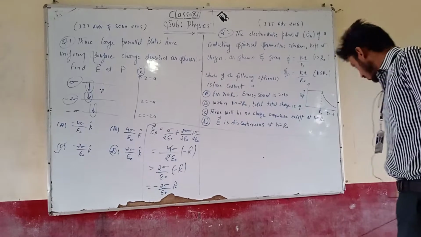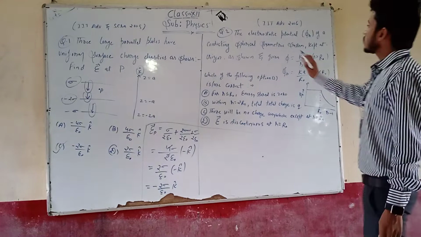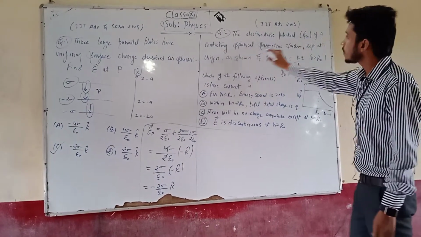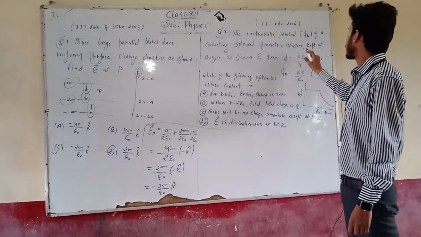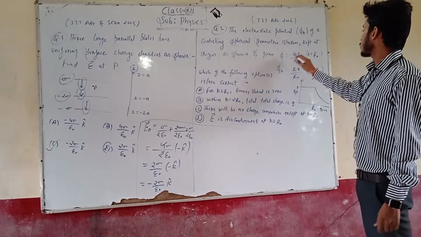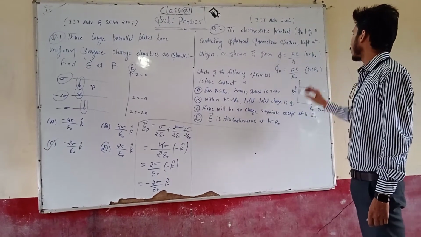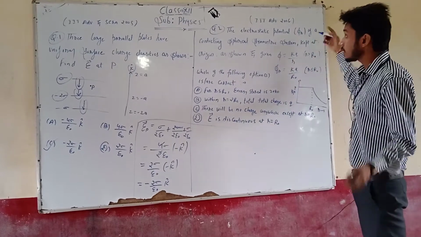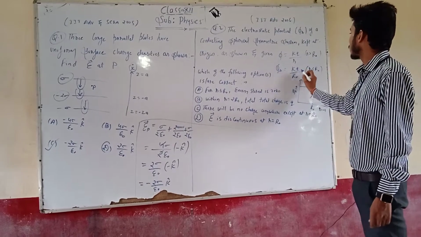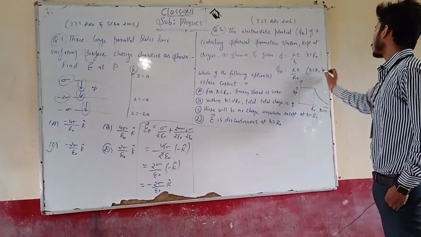Now coming to the next question. In this question we are given that the electrostatic potential phi of r of a conducting spherical symmetric system kept at origin as shown, and given that phi is equal to kq by small r, where r is greater than r naught, and r naught is actually the radius of this spherical symmetric system, and phi of r is kq upon capital R naught, where r is smaller than or equal to r naught.